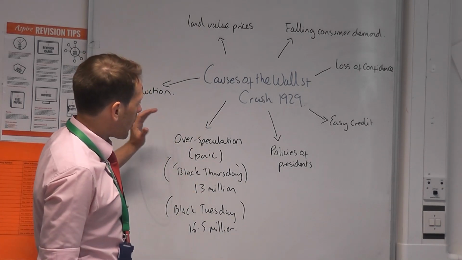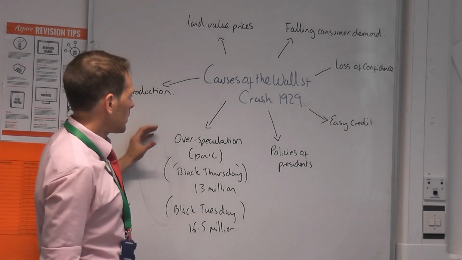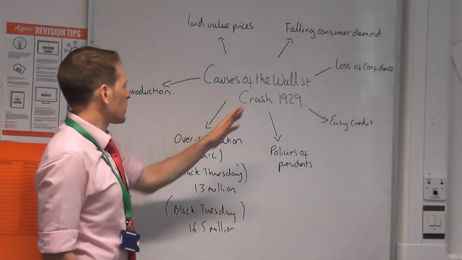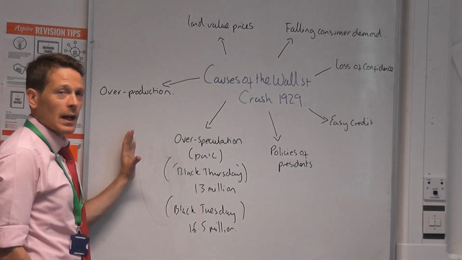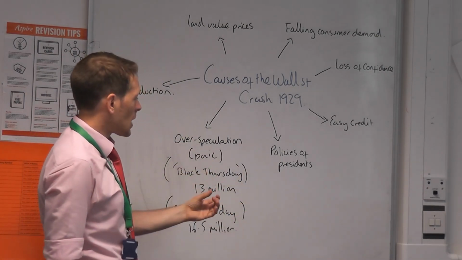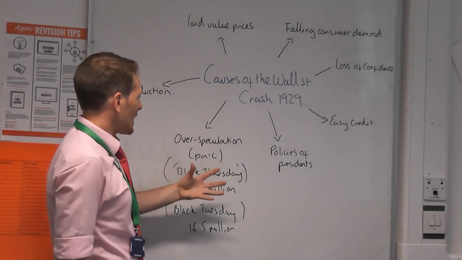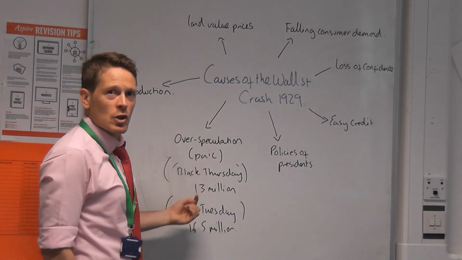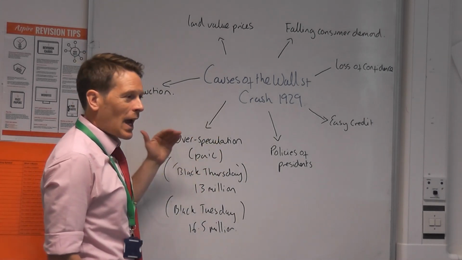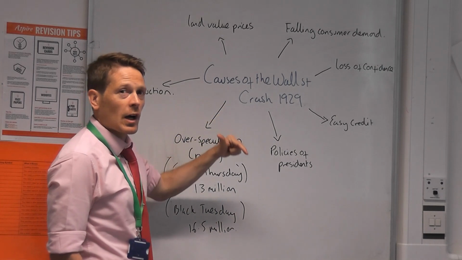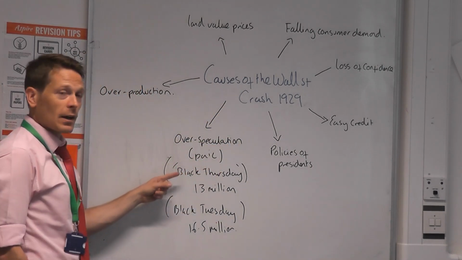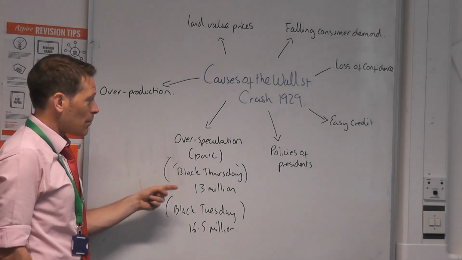Now, the major one really is the stock market. Put it as over-speculation, we'll call it panic, we'll call it loss of confidence, whatever you want, but people had been buying on the margin, which means borrowing to purchase shares. The problem with that is that it was on the assumption that the price of shares would always go up. So if there was ever a loss of confidence and the price started to fall, people would start to panic, which is exactly what they did on these 2 days, Black Thursday and Black Tuesday.